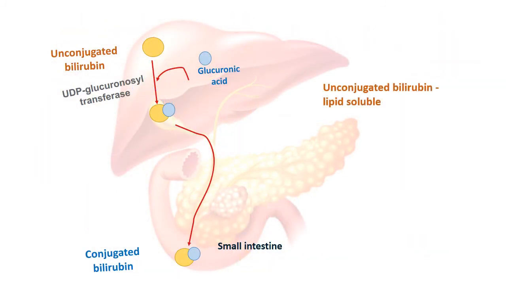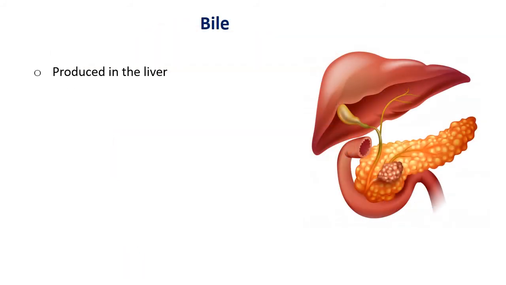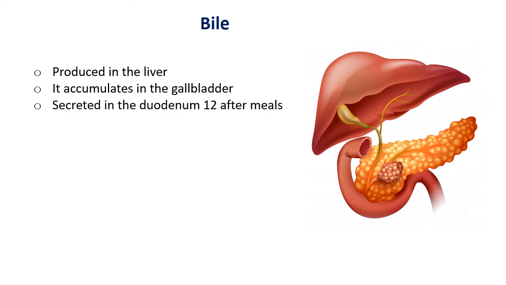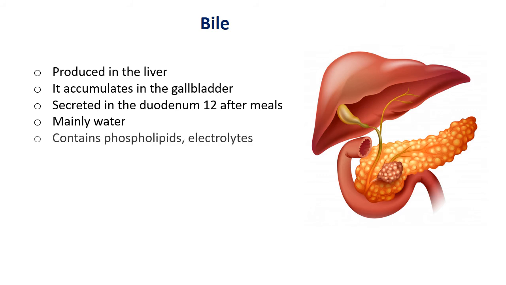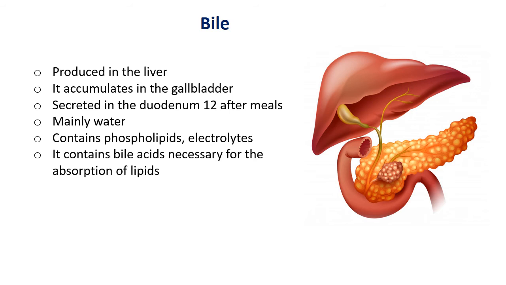Unconjugated bilirubin, lipid-soluble. Conjugated bilirubin, water-soluble. Bile: produced in the liver; it accumulates in the gallbladder; secreted in the duodenum after meals; mainly water; contains phospholipids, electrolytes; it contains bile acids necessary for the absorption of lipids; bilirubin, excreted from the body.